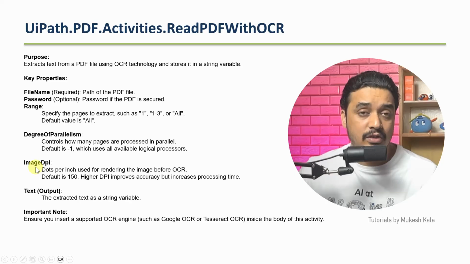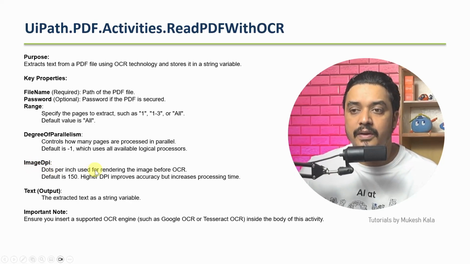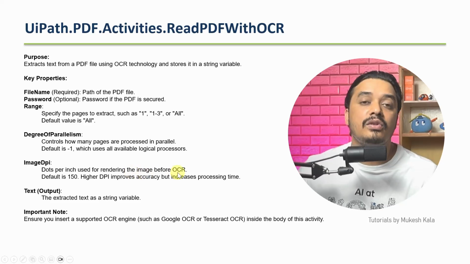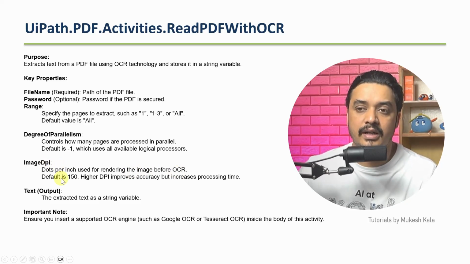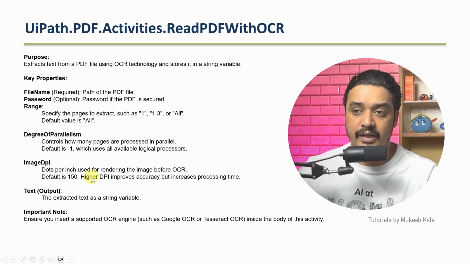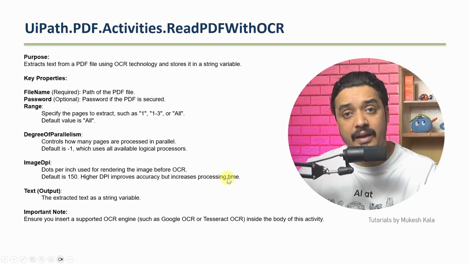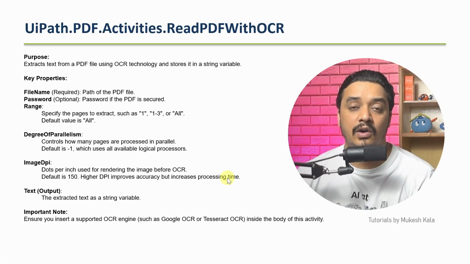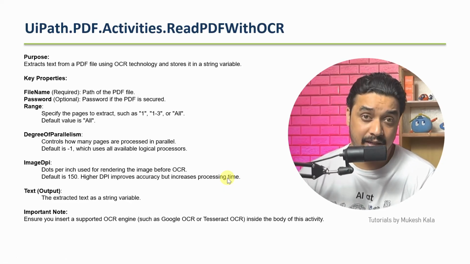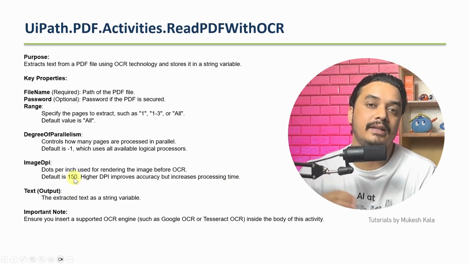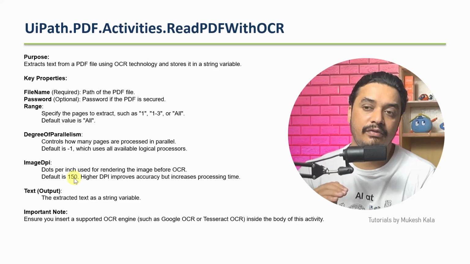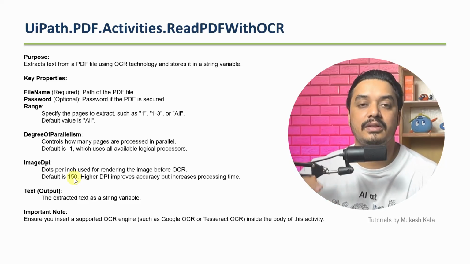Okay. The next one is DPI, which stands for dots per inch. Dots per inch is used for rendering the image before the OCR. Before you pass the data to the OCR, how much image DPI you want, right? Default value is 150. Higher DPI means improved accuracy but increases the processing time, right? So if you have something where the output is not getting as expected, you can play around with the DPI and increase or decrease the DPI. However, make sure that if you increase the DPI, your processing time would be slow.